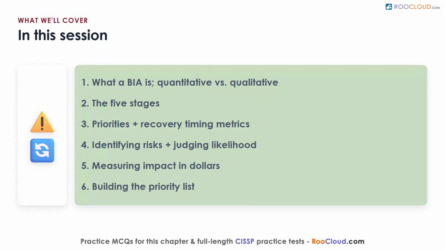We'll answer several questions. What is a business impact analysis? And how do quantitative and qualitative views differ? What are its 5 stages? How do you set priorities and the timing metrics that guide recovery? How do you identify risks and judge their likelihood? How do you measure impact in dollars? And how do you turn all of it into a priority list?